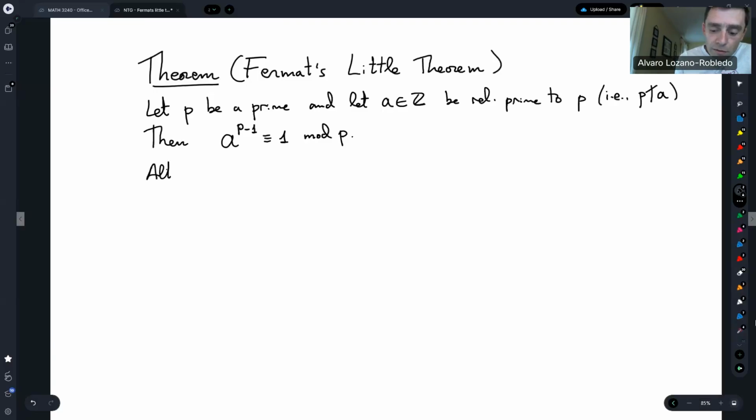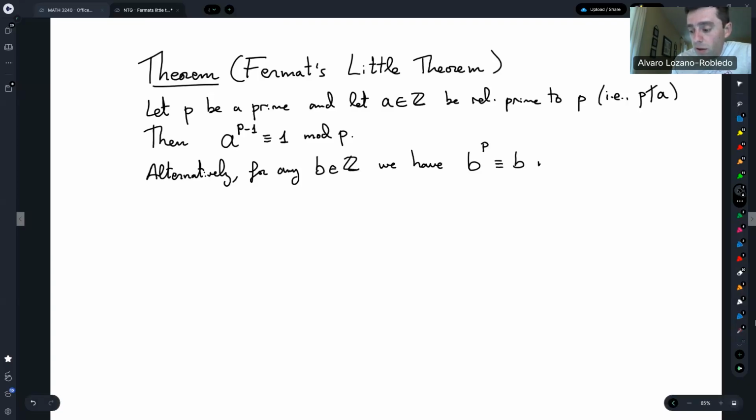Alternatively, you can say that for any integer b, we have that b to the p is congruent to b modulo p. Okay, so how do we prove this? The proof goes as follows.